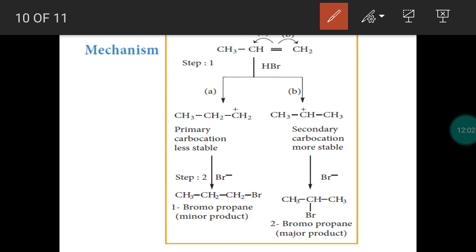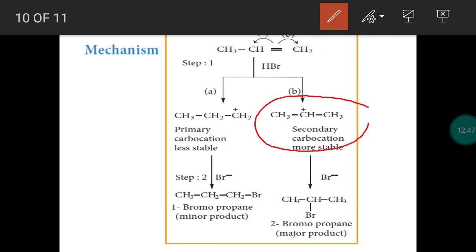Okay, so what are the two processes? When a hydrogen halide approaches, the double bond is cleaved in a heterolytic way. This carbon gets a negative charge, this carbon gets a positive charge. At the same time, hydrogen bromide is separated into H plus and Br minus. Now the H plus will attack which carbon? This one. So H plus having a positive charge will attack this carbon with a negative charge. So it becomes CH3. So now CH2 becomes CH3. Remaining, this carbon has a positive charge.